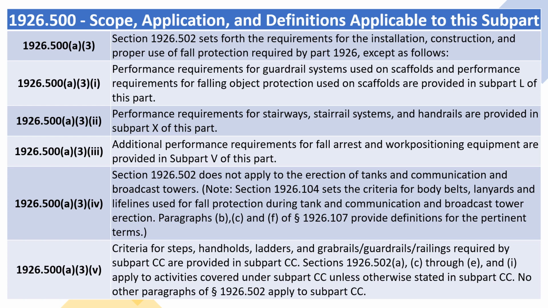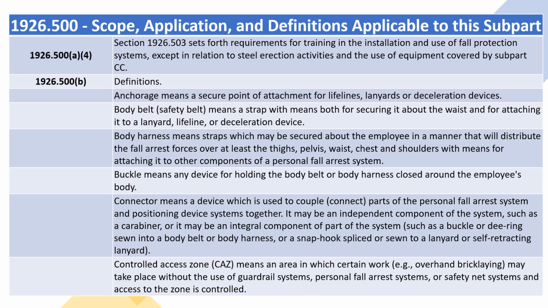1926.500(a)(3)(v): criteria for steps, handholds, ladders, and guardrail/railings required by Subpart CC are provided in Subpart CC. Sections 1926.502(a), (c) through (e), and (i) apply to activities covered under Subpart CC unless otherwise stated in Subpart CC. No other paragraphs of Section 1926.502 apply to Subpart CC. 1926.500(a)(4): Section 1926.503 sets forth requirements for training in the installation and use of fall protection systems, except in relation to steel erection activities and the use of equipment covered by Subpart CC.